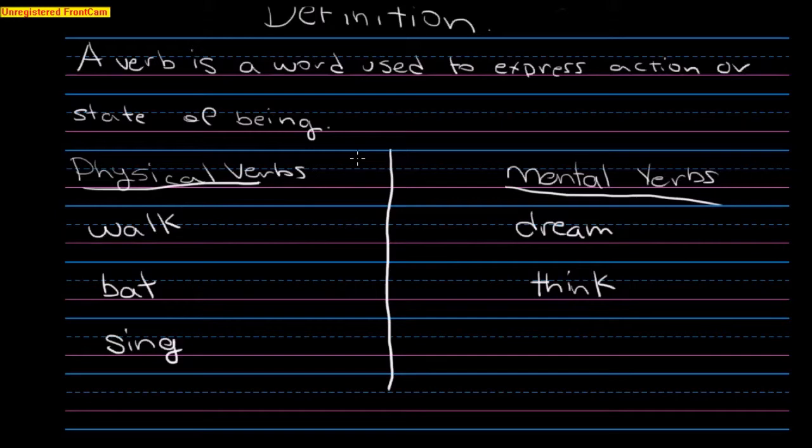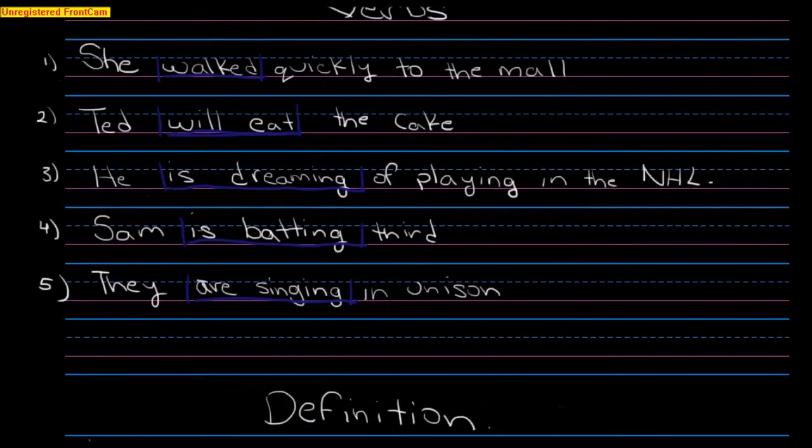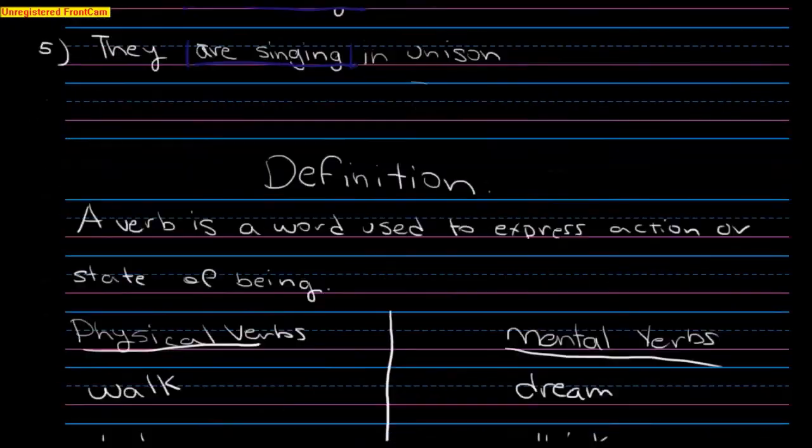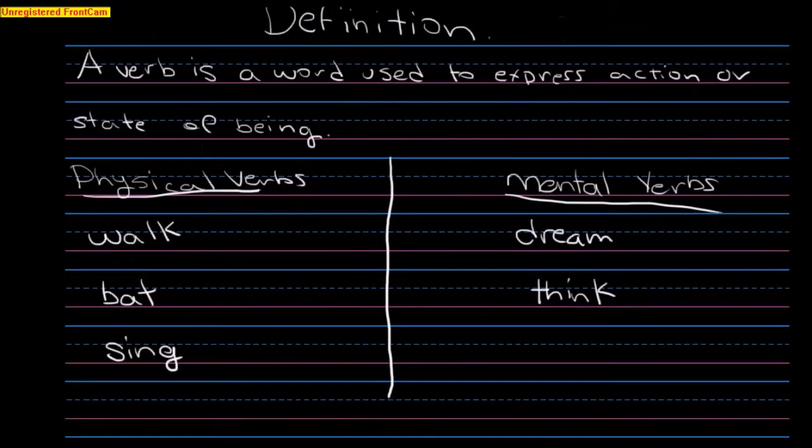So if we go up to the sentences that I wrote in the beginning, I'm going to use Sam is batting. Although it's a future reference, in the future you will be able to see Sam batting. While unlike physical verbs, with mental verbs you can't really see the action. It says he is dreaming of playing in the NHL, but you can't really see him dreaming. So that's why it's a mental verb. You can't see the action. Physical verbs, you can see the action. Mental verbs, you can't see the action. So that's the difference between a physical verb and a mental verb.